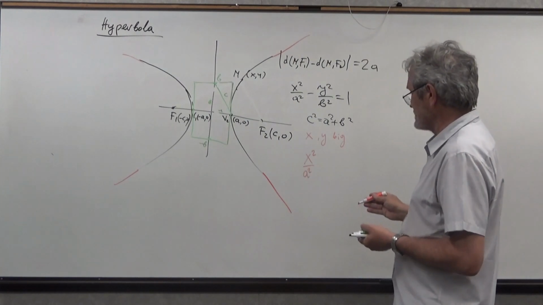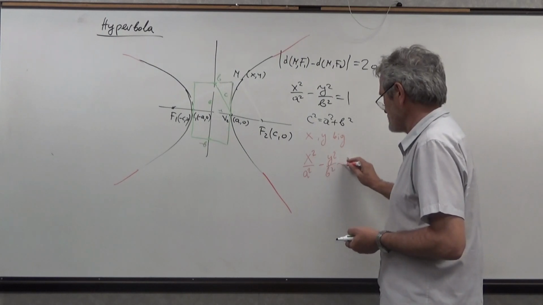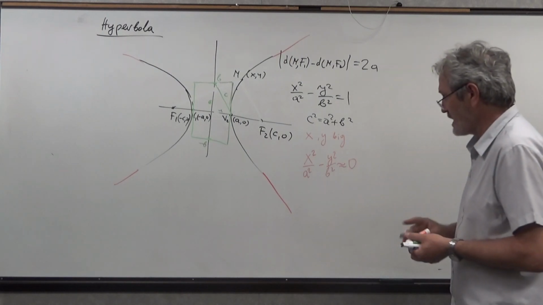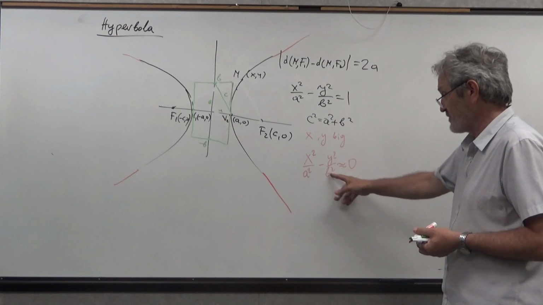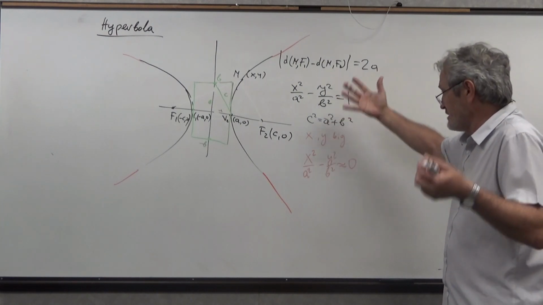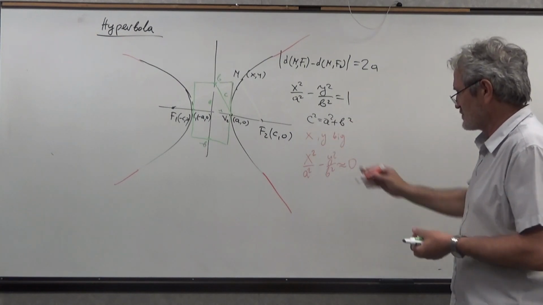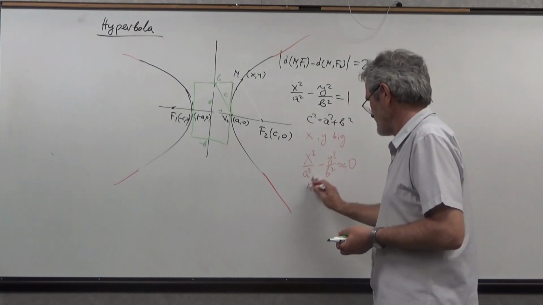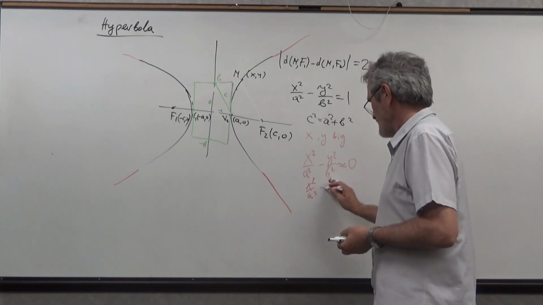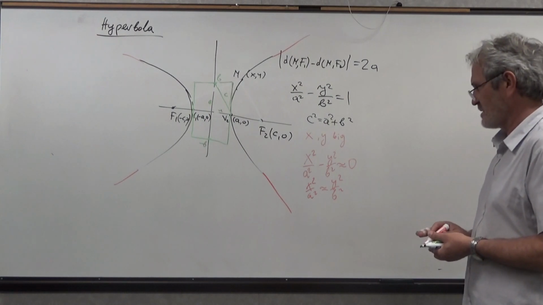I'm here improvising a little bit. Minus y squared over b squared is very close to 0. Why? Because x and y are huge numbers, while a and b are fixed. So they are like a million and one, very close to each other. So generally when you set them approximately equal, you are getting the line that approximates your hyperbola.